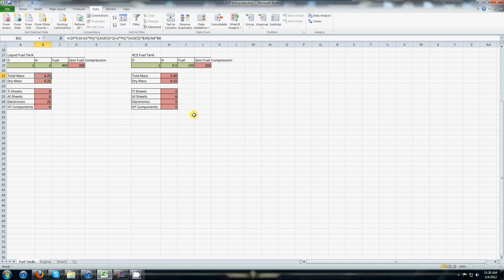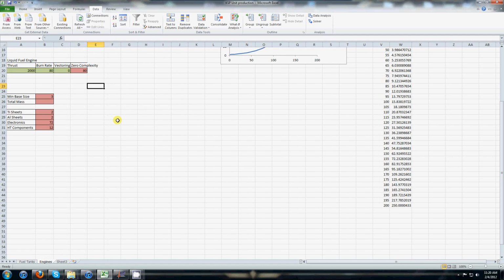Same with the RCS fuel tank. The only difference is that there's a different zero fuel compression for this particular fuel type, but it follows the same general trend. It uses a little more aluminum than titanium, but that's still prototyping and all that jazz.